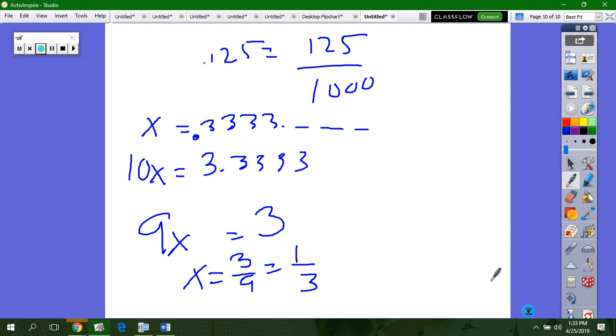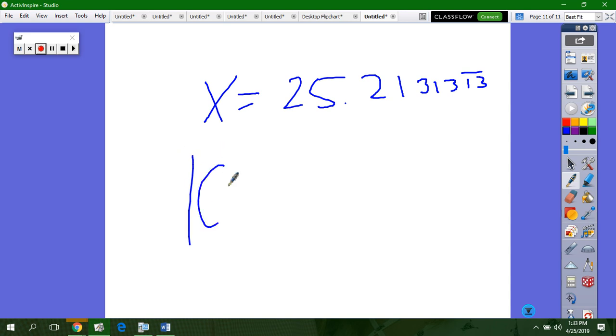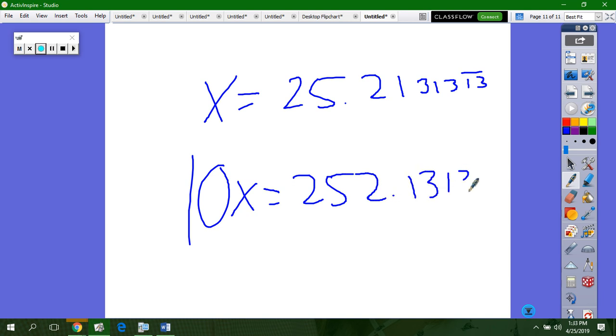Should we do a harder one? I'm going to do a harder one. Let's say x equals 25.2131313 repeating. So what you want to do first is notice right after the decimal it's not repeating, isn't it? Does everybody get that? So what you have to do first is multiply to get to the repeating part at the decimal. So how much do I need to multiply by? 10, right? So then I get 10x equals 252.1313 and so on. Now if I subtracted this and this, would I get rid of the repeating? I would not. So I have to do it again.